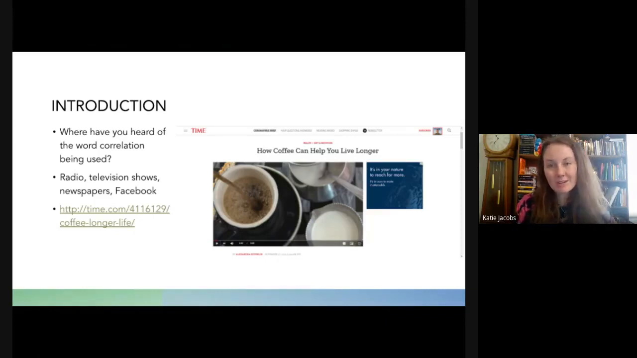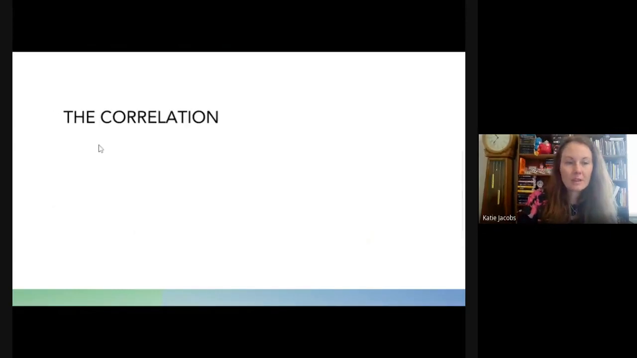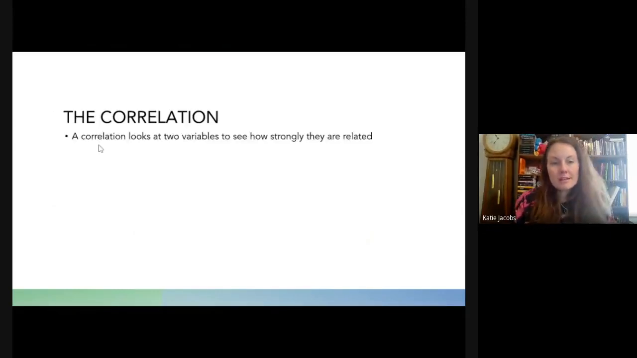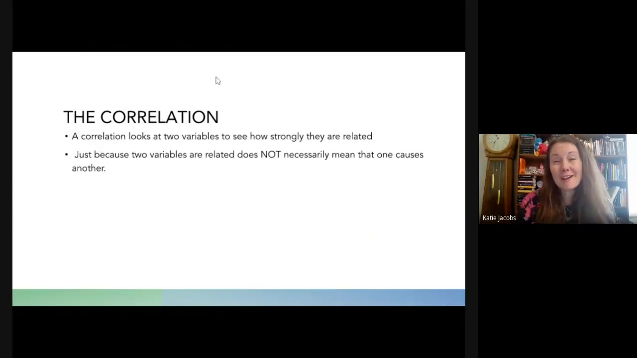Now with the correlation, we're actually using the same people. We're just looking to see if there's a relationship. We can't determine causation at all from a correlation. So again, a correlation looks to see how strongly two variables are related to one another. Just because two variables are related to one another does not necessarily mean that one causes another.